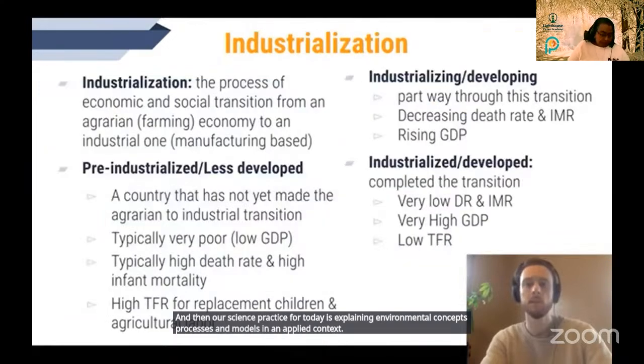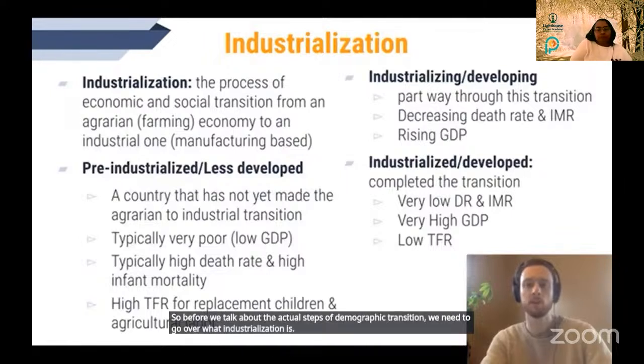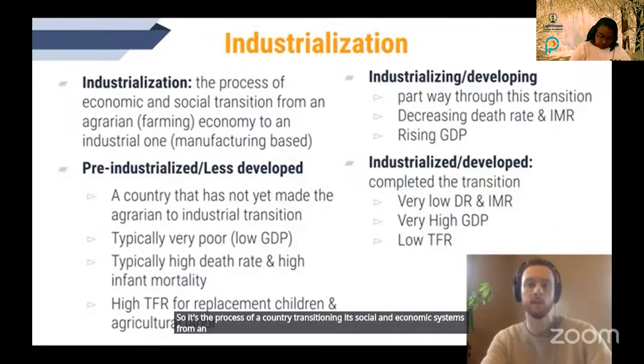So before we talk about the actual steps of demographic transition, we need to go over what industrialization is. It's the process of a country transitioning its social and economic systems from an agrarian-based society to an industrial society. That means one based on farming for food and for income to one that's based more on manufacturing of goods and providing of services for income.